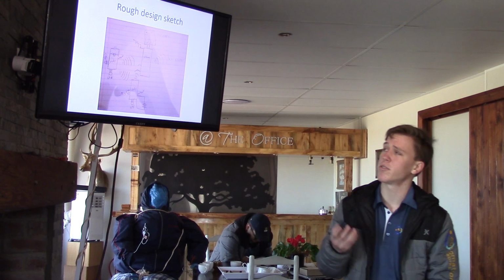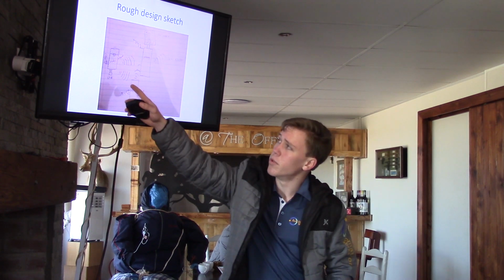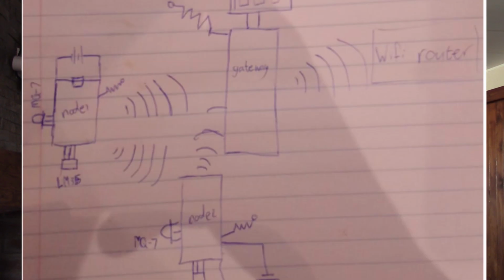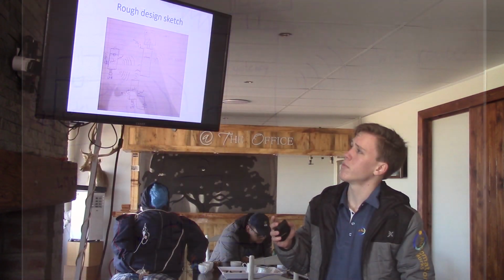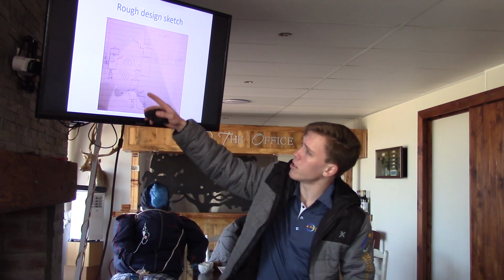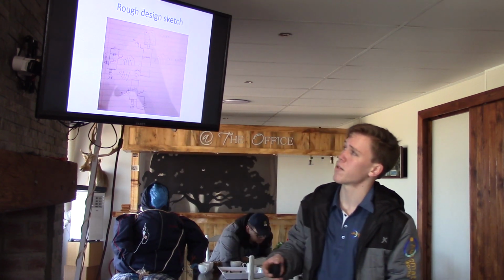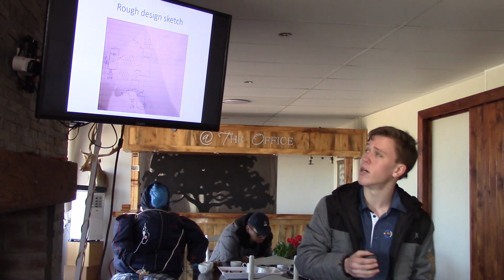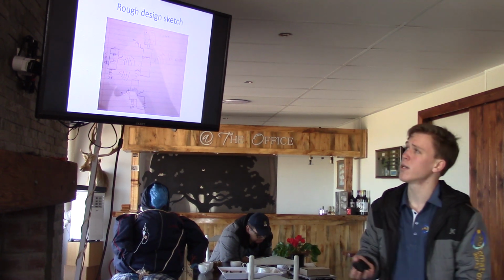Now here's my rough design sketch. Here are some nodes that I drew with the MQ7 and the heat sensors, and as you can see, they all can transmit to each other. Now the gateway I will talk about in a little bit.